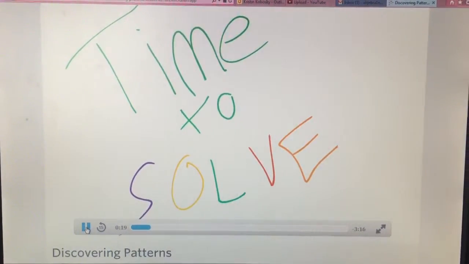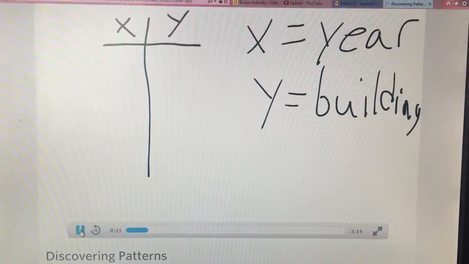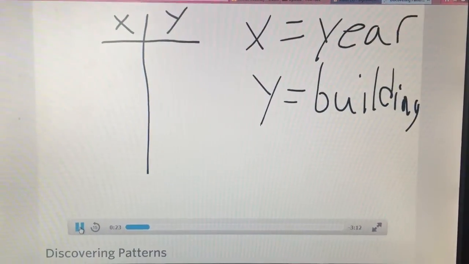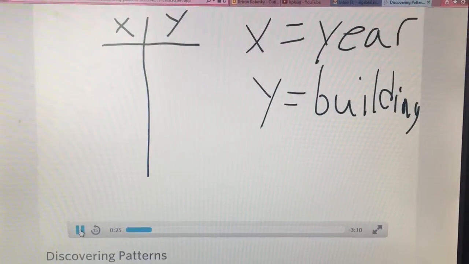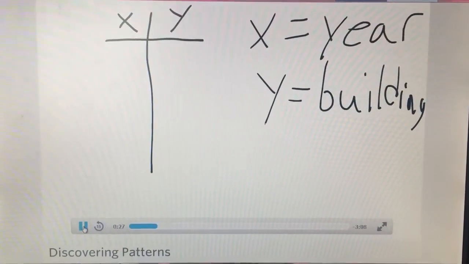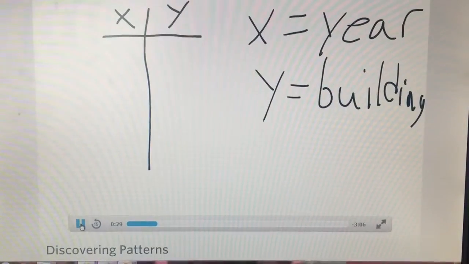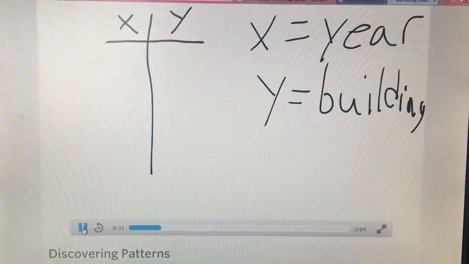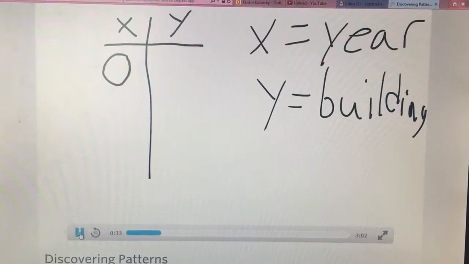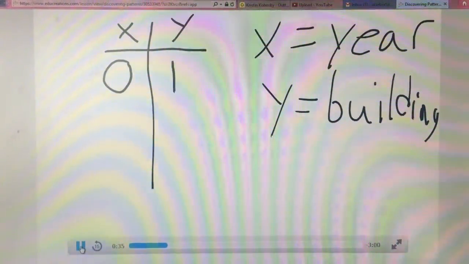Now it is time to solve. To solve this, we will make a table. X will represent the year that the city was at, and Y will represent how many buildings the city had. So in 2010, we would put a 0. And they only had one little brown shack in 2010.